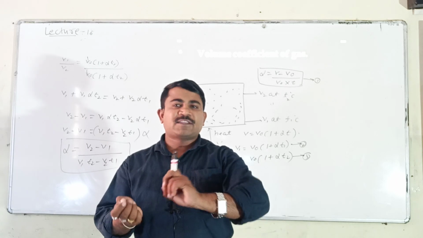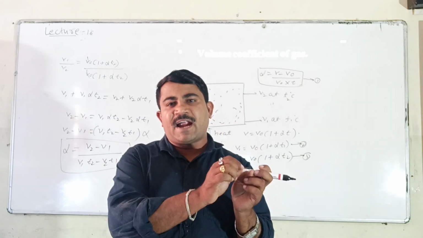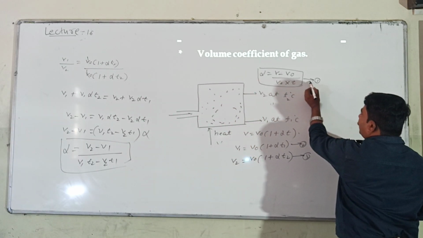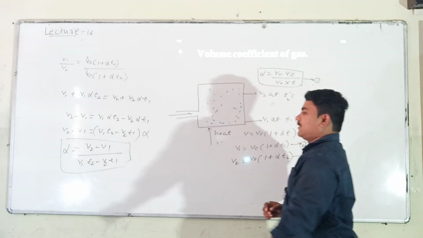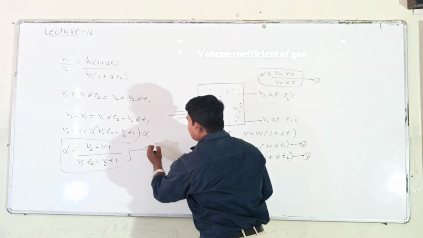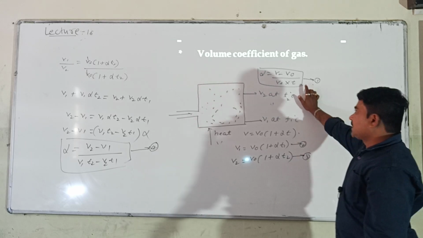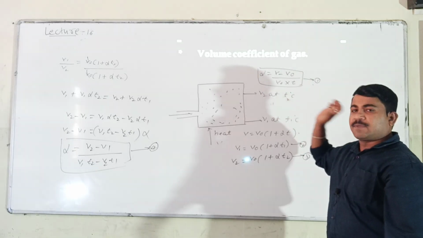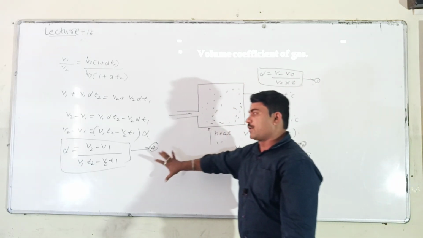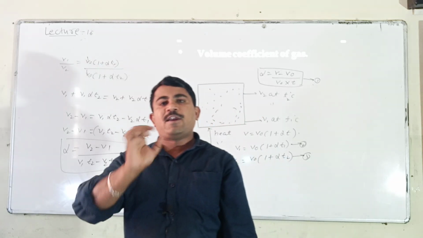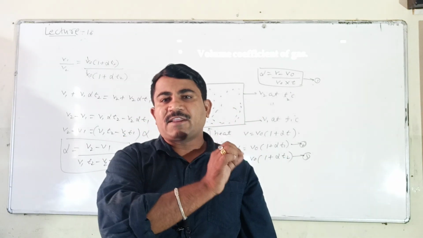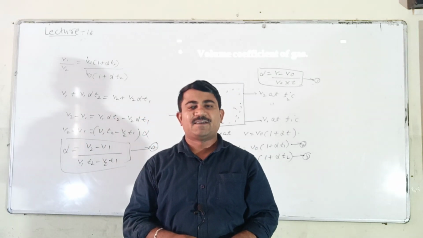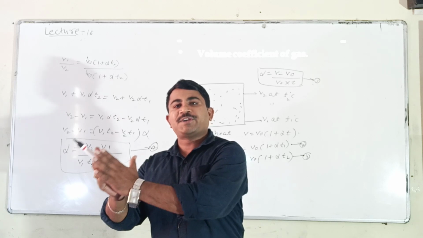Right. But at the temperature 0 degrees Celsius and at the temperature T degrees Celsius, what is the volume coefficient of the gas? The volume coefficient of the gas can be represented by equation number 1, and equation number 4 represents the volume coefficient of the gas at the temperature T1 and at the temperature T2. Right. This is the volume coefficient of the gas.